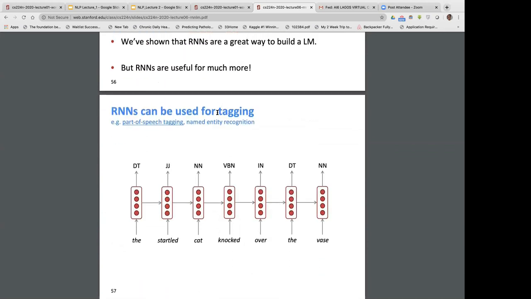So we can use RNNs for part of speech tagging. We know what part of speech tagging is: given a word, you predict the part of speech. With cats, you predict that it's a noun.